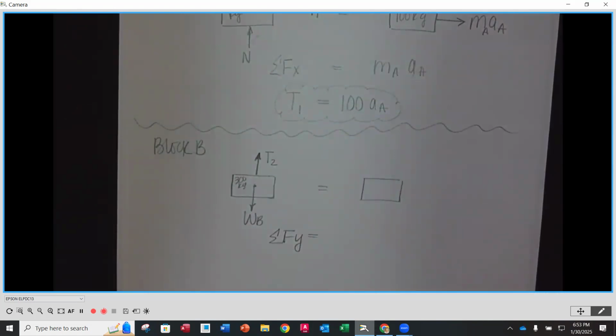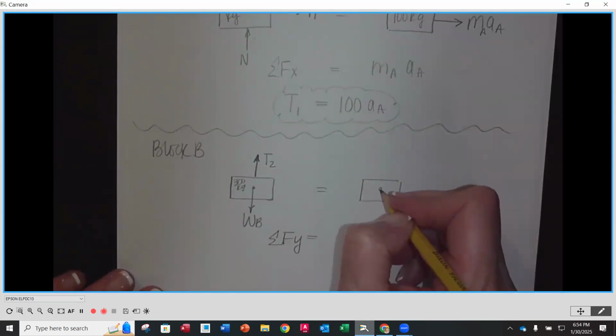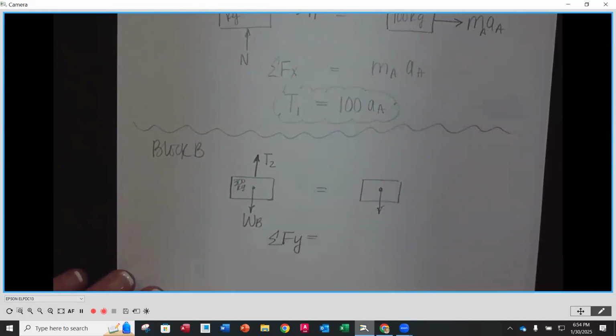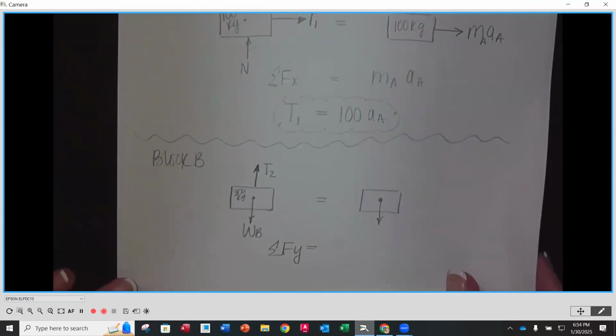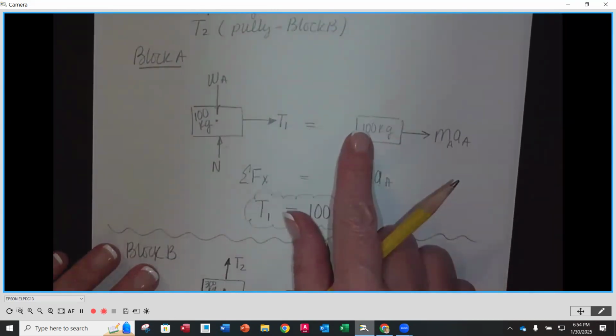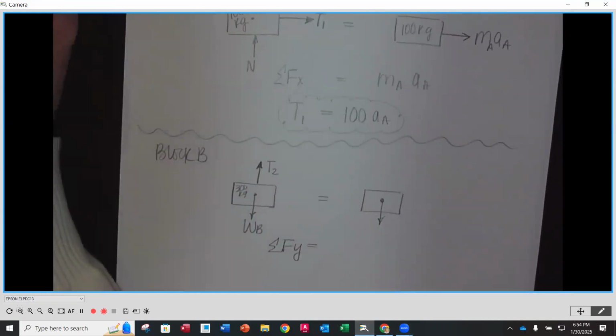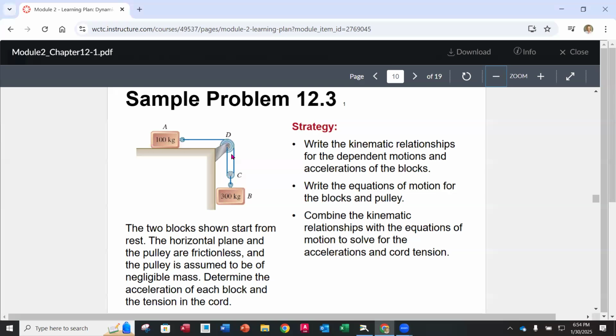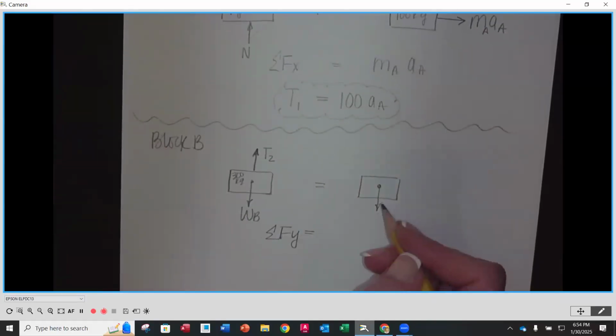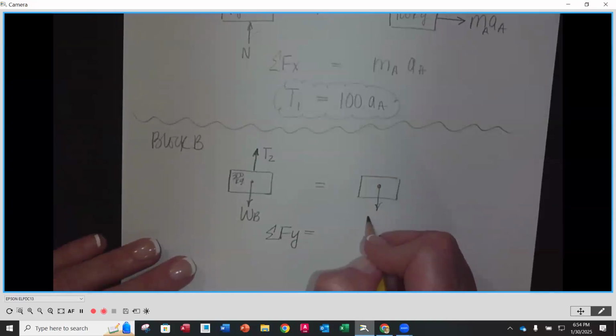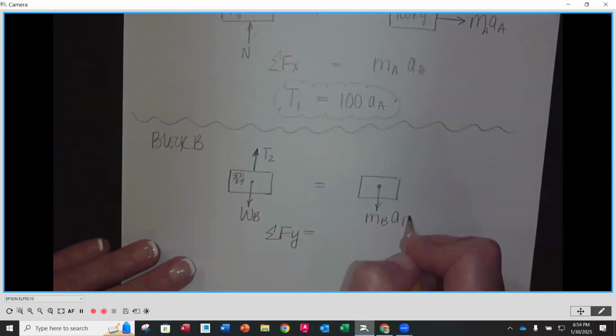And we are going to be adding in the mass and the acceleration. So now the mass and the acceleration here are going to be going down. And the reason is because if you remember, A is going to be moving to the right. If A is moving to the right here, then that means B is going down. That's its motion. If it was going the opposite direction, then we would show the mass and acceleration going up. So this is mass B times acceleration B.